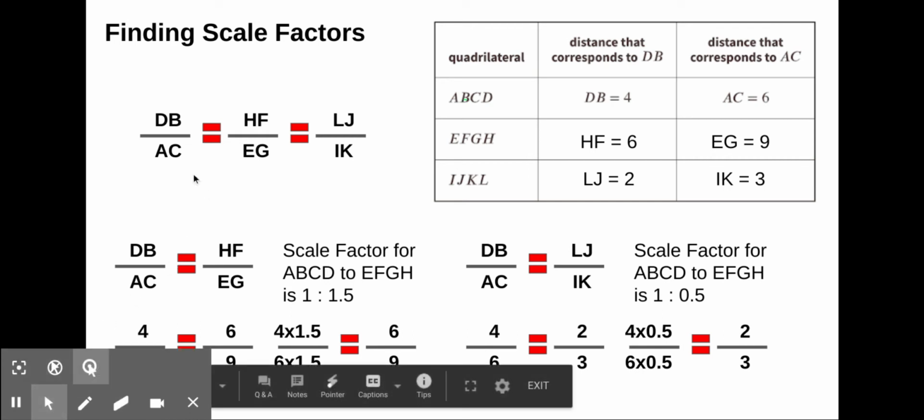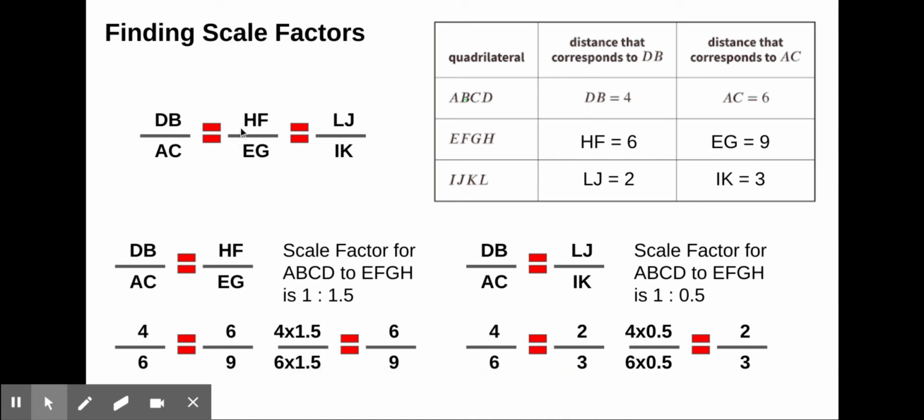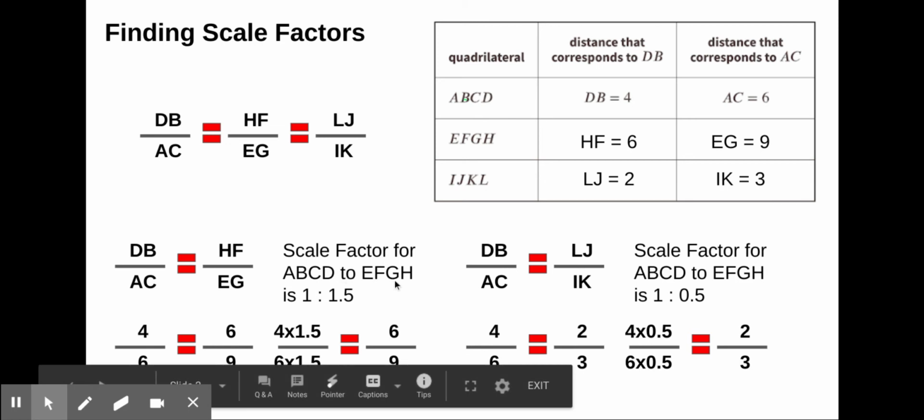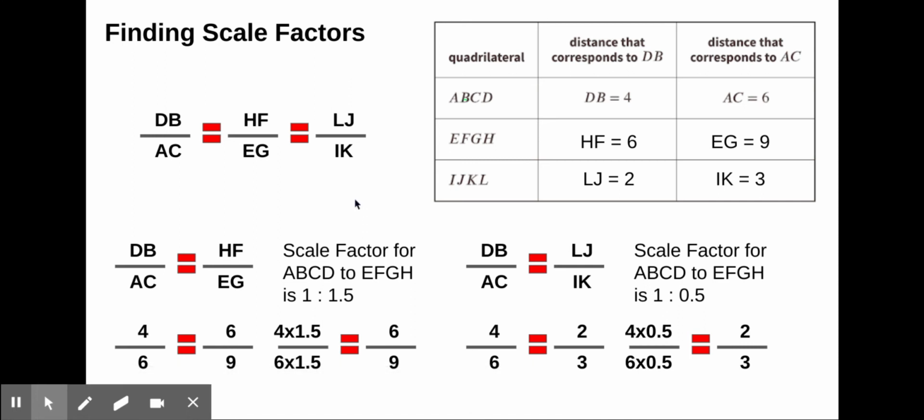All right, so when we're finding scale factors, think about it. We're going from DB to AC. So DB to AC, that's 4 to 6. Same thing as saying EFH, which is 6 to 9, and LJ, which is our 2 to 3. So when we look at our scale factors, if we're talking about from ABCD to EFGH, we get a scale factor of 1.5. We see our 4 over 6, 6 over 9. Well, 1.5 times 4 is 6. 1.5 times 6 is 9. So we see a scale factor of 1.5.